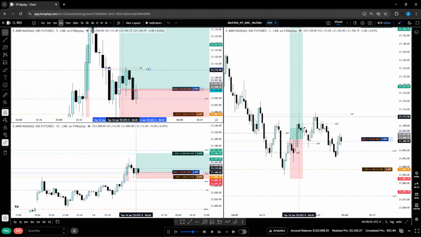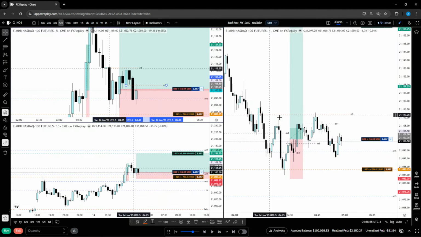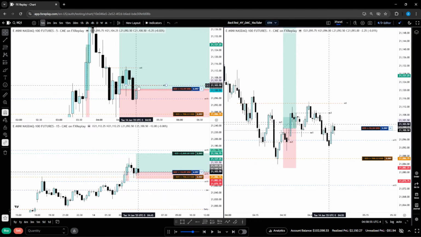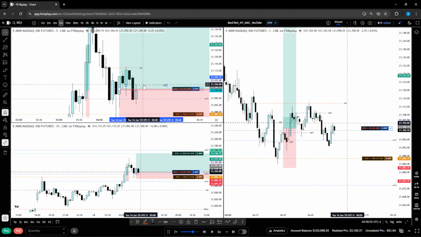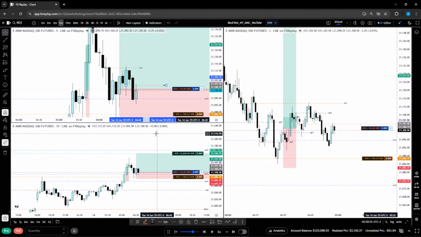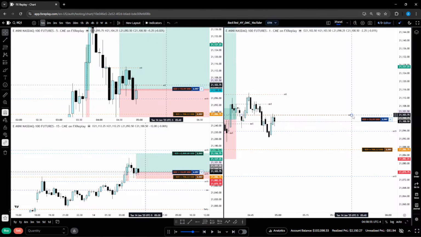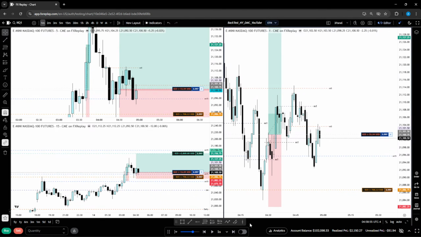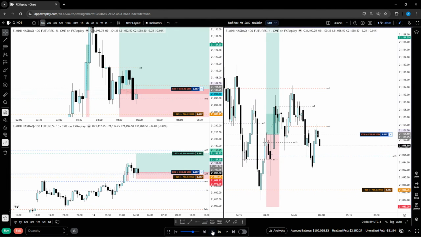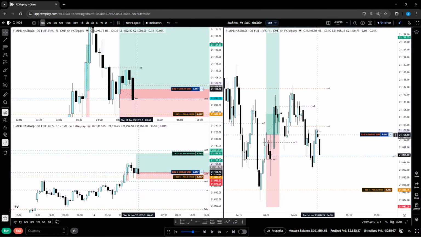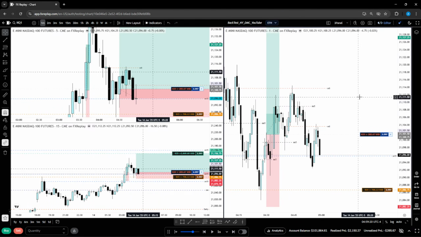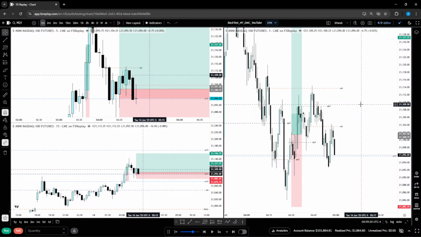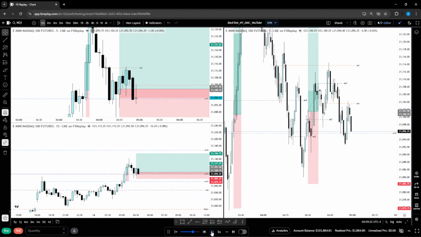There's another attempt. Now this level should be broken in 5 minutes. Which we did not break. We lost this again. So this is not a good trade anymore. Save, because we're falling down. We're breaking down, probably.